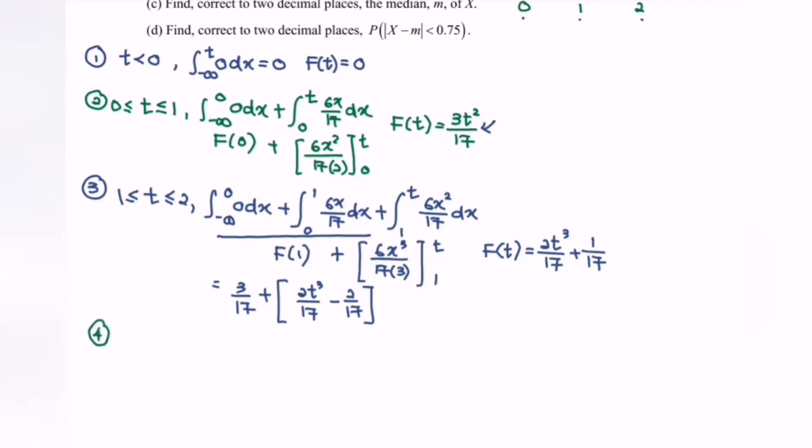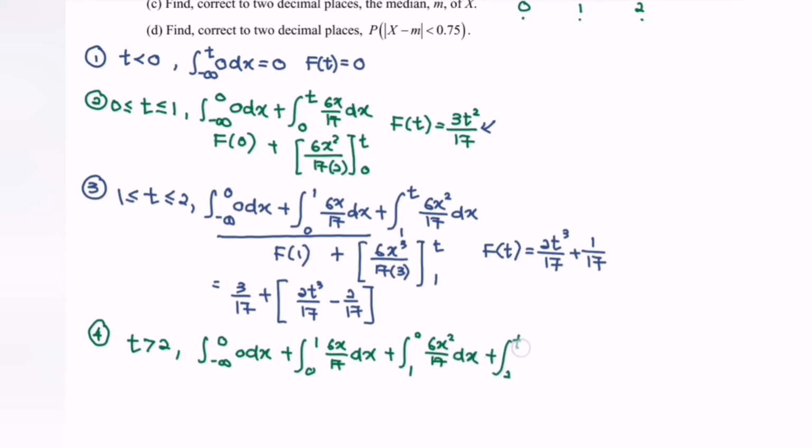As for the final part, where we have t greater than 2. For the situation, integrate from negative infinity until 0 for the function 0 dx, plus integrate from 0 until 1 for the function 6x over 17 dx, plus for the function 1 until 2 for the function 6x squared over 17 dx, plus from 2 until t for the function 0 dx. So for this part, we can substitute F2 plus with the 0. Kindly substitute the 2 over here and we will have F(t) equals 1.